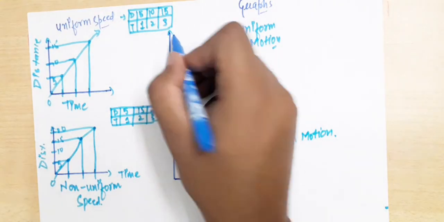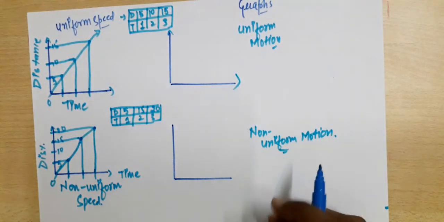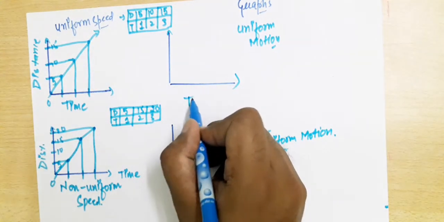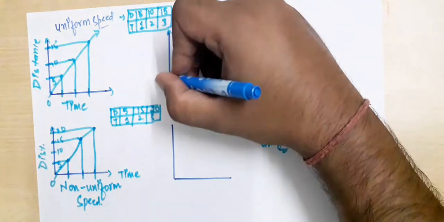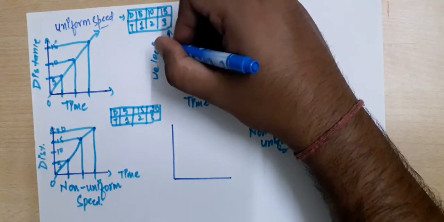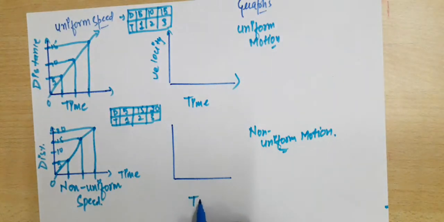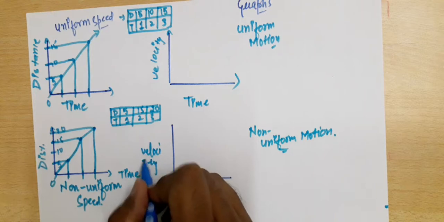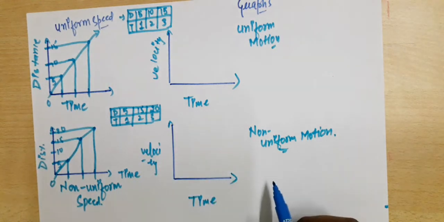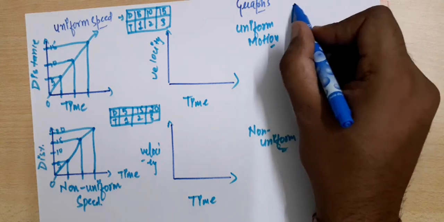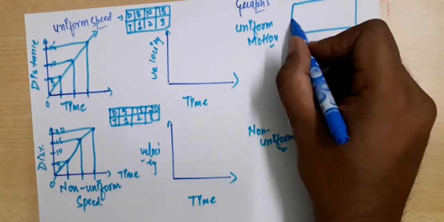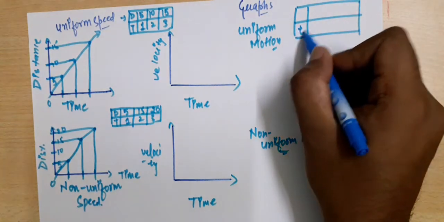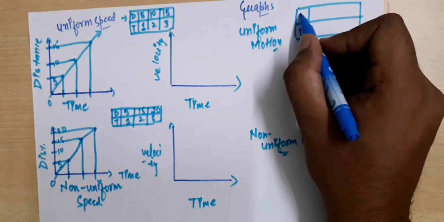Now we will discuss uniform motion. In the case of motion, we will take this x-axis to be time only, but the y-axis will now become velocity. Let us observe it. We know what uniform motion is. Uniform motion means that time is differing, but the velocity will be the same.